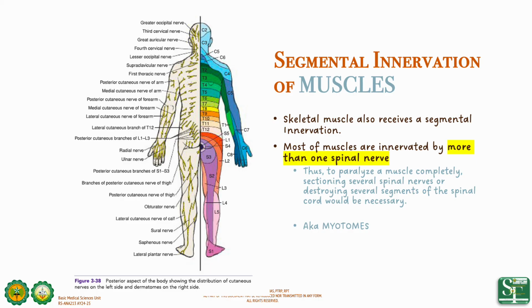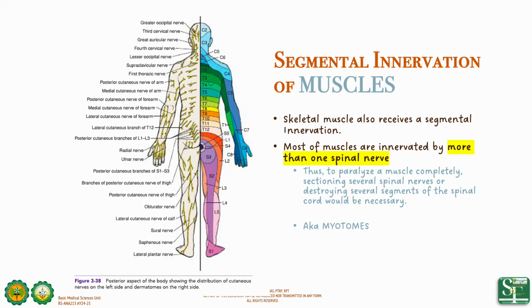How about segmental innervation of muscles? Pag muscles naman, this is called your myotomes. Now, skeletal muscles also receive a segmental innervation. Most muscles are innervated by more than one spinal nerve, but be familiar kung what type of action yung pinoproduce ng spinal nerve na to.